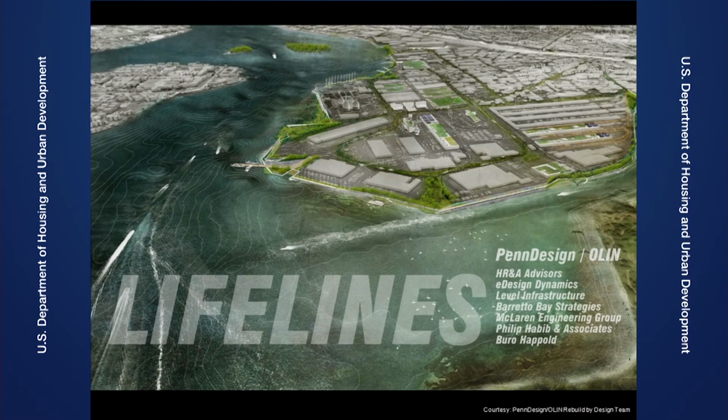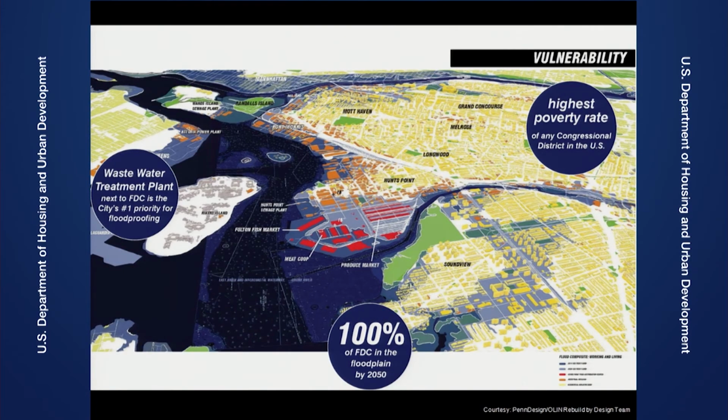So next we're going to look at the Lifelines proposal for the Hunts Point neighborhood in the South Bronx. This proposal is from the design team led by Penn Design Olin. Among the prime motivating factors influencing a focus on this area is that it is home to the food market responsible for the distribution of all fresh produce, meat, and seafood for the entire region. In addition, it is also home to a very low-income residential community and a major wastewater treatment plant, all exposed to a high level of flood risk.